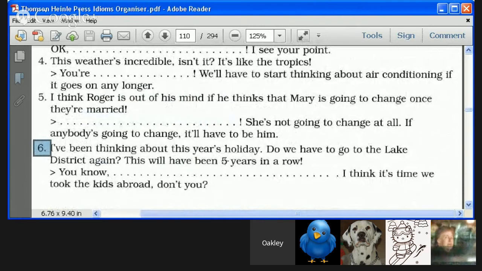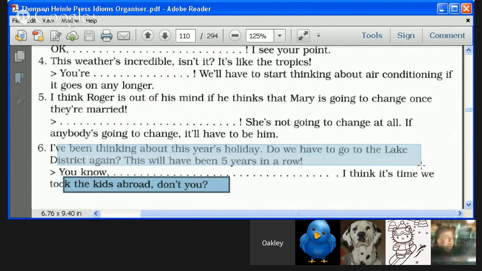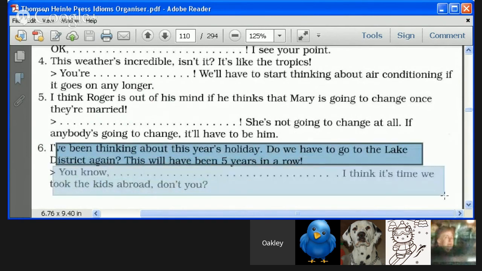"I've been thinking about this year's holiday. Do we have to go to the Lake District again? This will have been 5 years in a row." "You are telling me." "I think it's time we took the kids abroad." So they're having a similar idea. They both have the same idea.